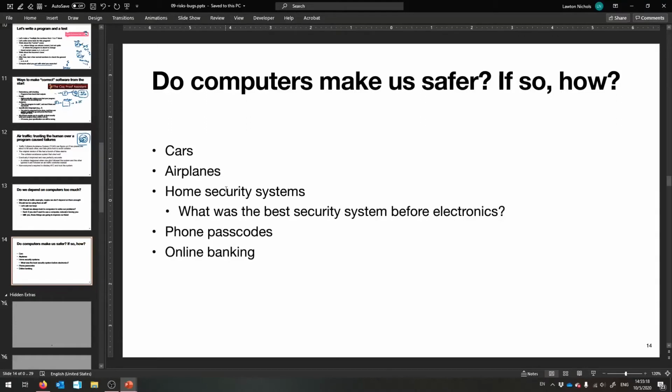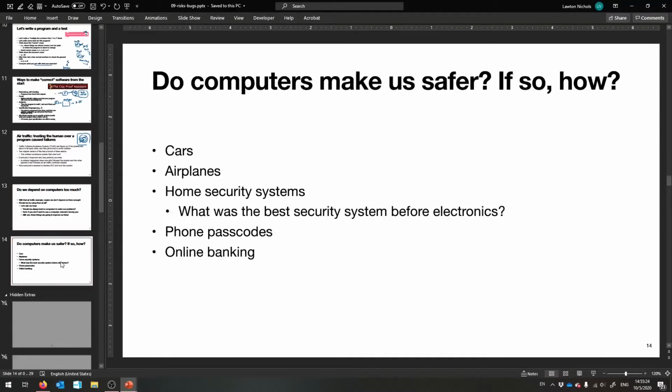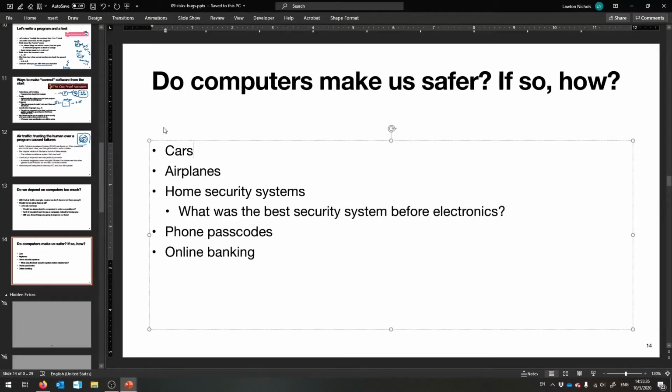And then finally, if my argument for this slide for utilitarians is all about it improving our lives and making things safer, let's talk about how it's done that. This would be a beautiful thing to give to you in class to talk about. All right, let's have a debate. But you get to just listen to me drone on now. Sorry about that. I hope you're listening to this at like 3 times the speed. So, do computers make us safer? If so, how? Let's talk about cars. I think that's a great example.